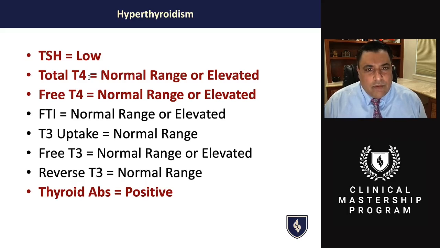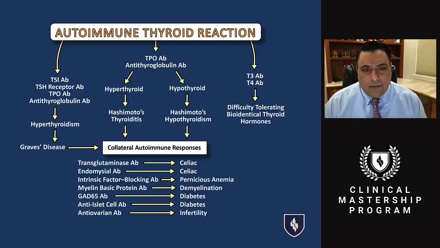Okay. Now, when you look at hyperthyroidism, or you look at autoimmune thyroid reactions in general, the key feature of Graves' disease is they have TSI antibodies, and TSI stands for thyroid-stimulating immunoglobulin antibodies. And they bind to the receptor. They're also known as TSH receptor antibodies. So TSI antibodies and TSH receptor antibodies are the same thing, just depends on what the lab is referencing them as.